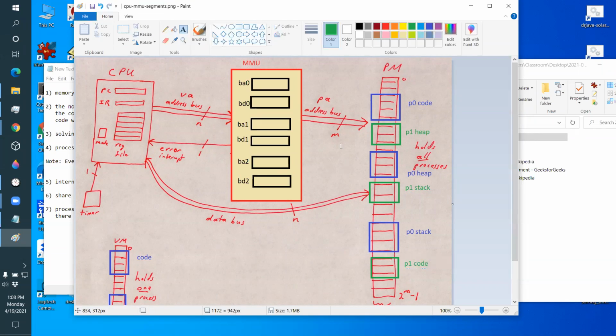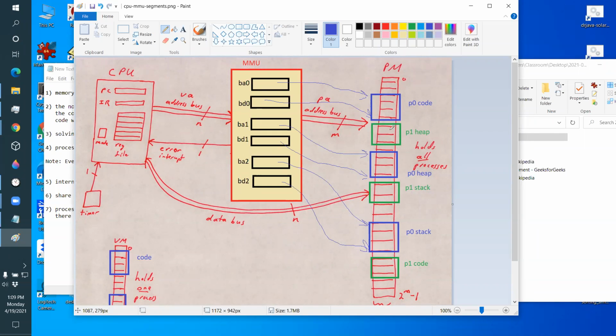Okay. Now, if I'm running process 0, this base register would point to there. That'll be the code base. This register will point to there. That would be the heap base. And this register would point to there. That would be the stack base. Okay. And then this bound would point to there. This bound would point to there. And so it's pretty straightforward. It's just base and bounds over and over again.